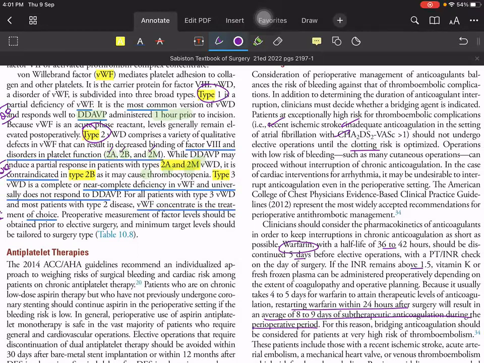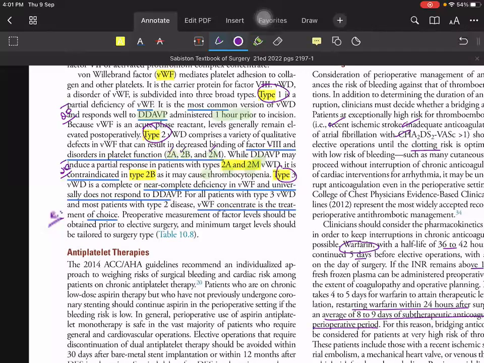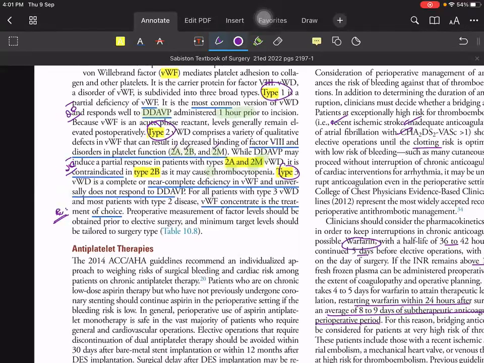Another type is type 3, a complete or near complete deficiency of von Willebrand factor. It universally does not respond to DDAVP. So it is contraindicated in type 2B, and it will not respond in type 3. For all patients with type 3 and most patients with type 2 disease, von Willebrand factor concentrate is the treatment of choice. Then what should we give? Since it will not respond to DDAVP, we give von Willebrand factor concentrate.